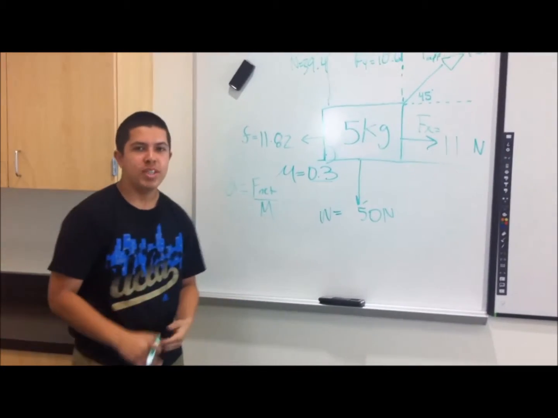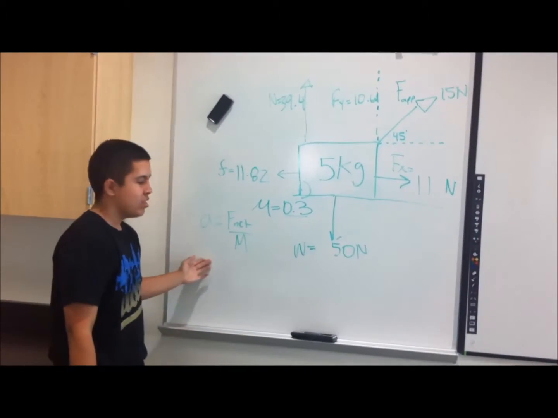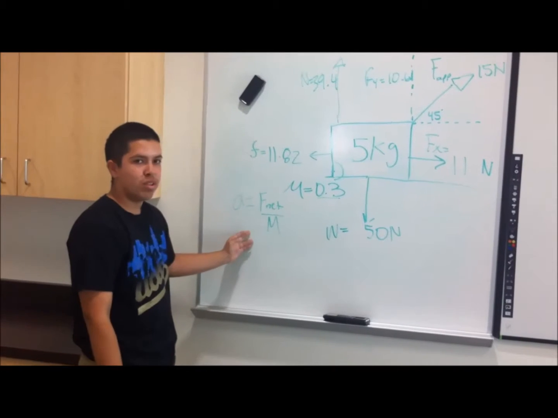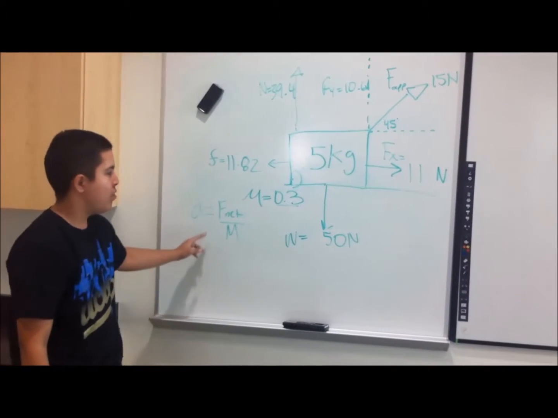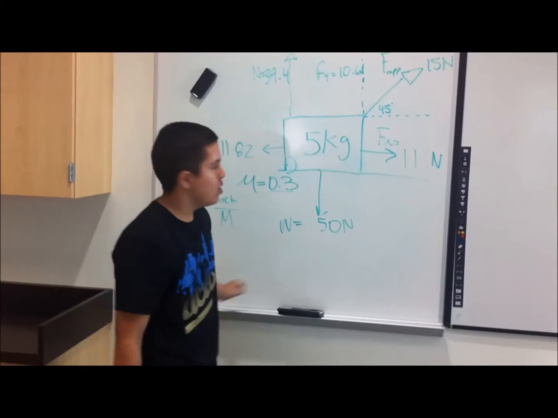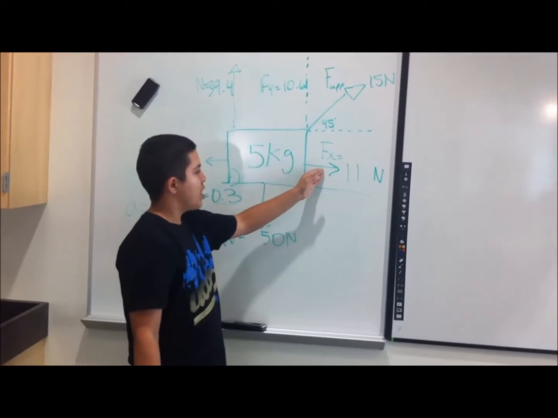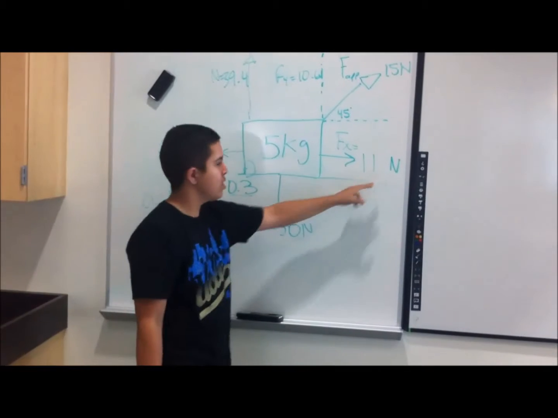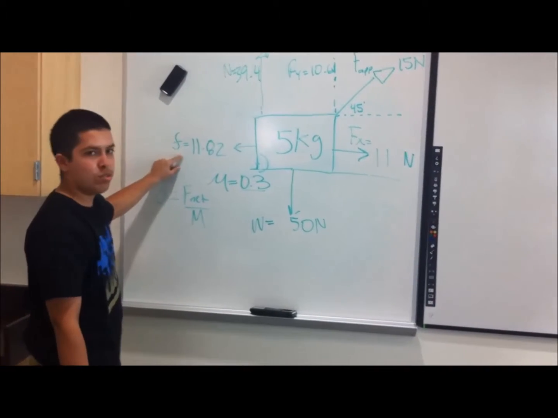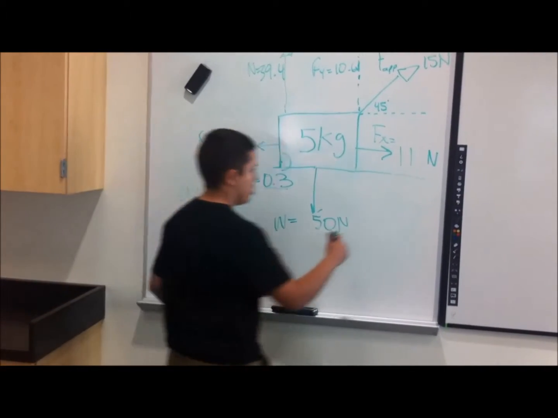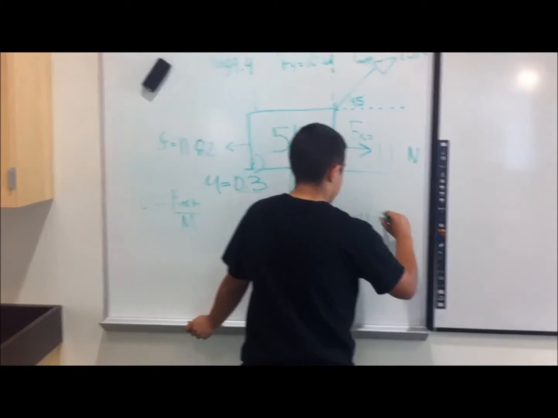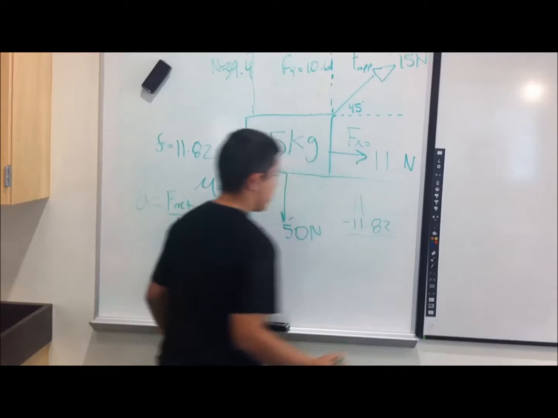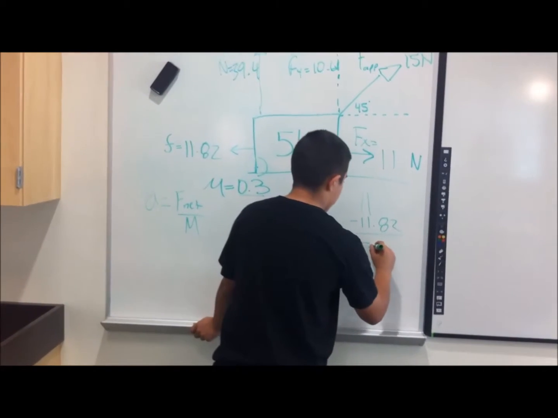Hi, today I'll be teaching you how to find acceleration. To find acceleration, this is the formula: F net divided by mass. To find your F net, you use the previous numbers from last time, which is F of x, which is 11 newtons, and subtracted by friction, which is 11.82. So plug it in. When you subtract that, you should get negative 0.82.